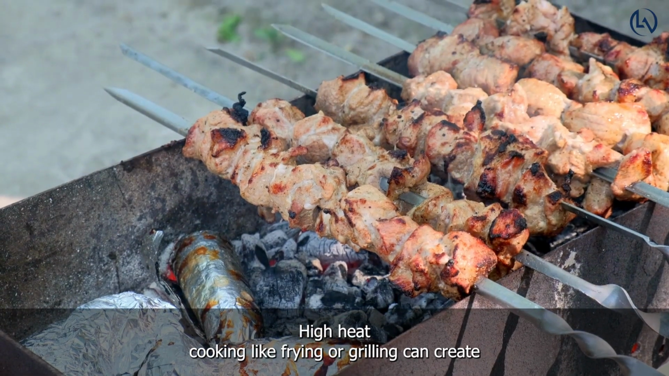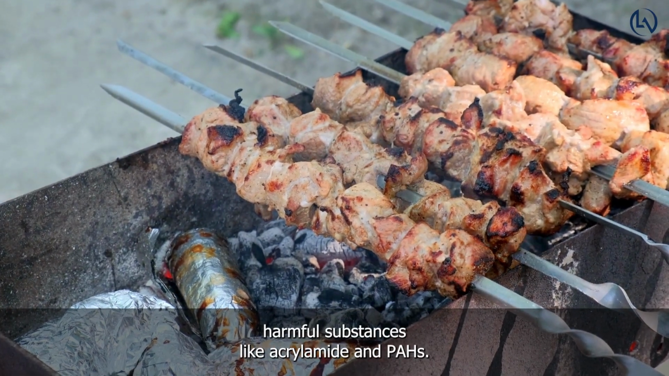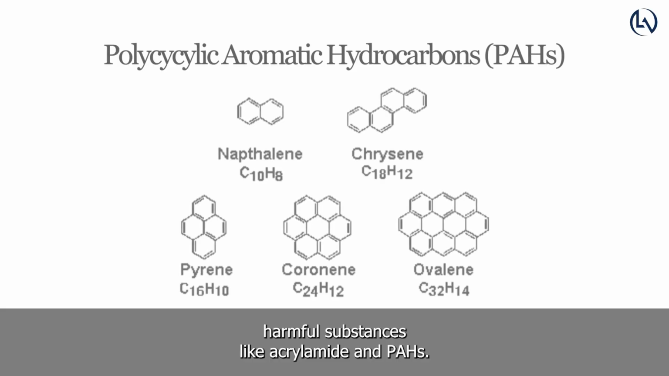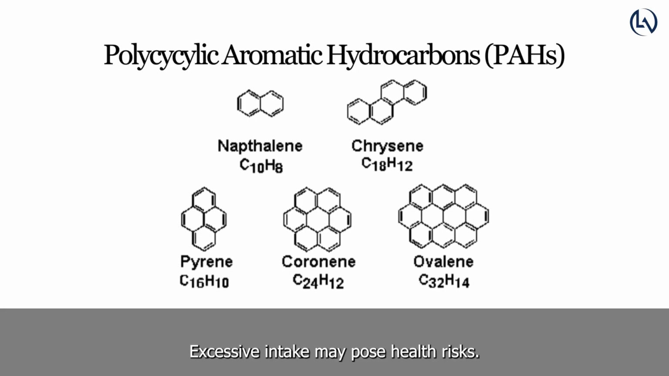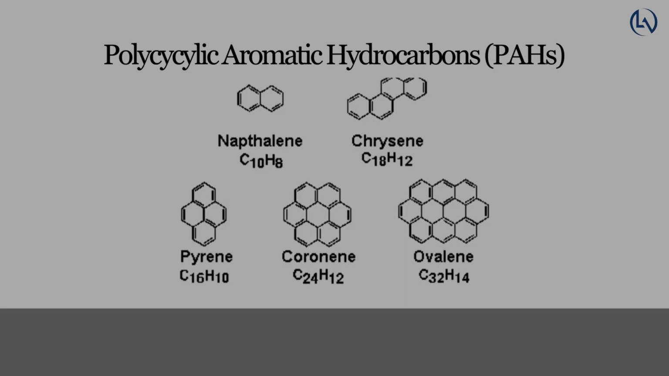Formation of harmful compounds. High-heat cooking like frying or grilling can create harmful substances like acrylamide and PAHs. Excessive intake may pose health risks.